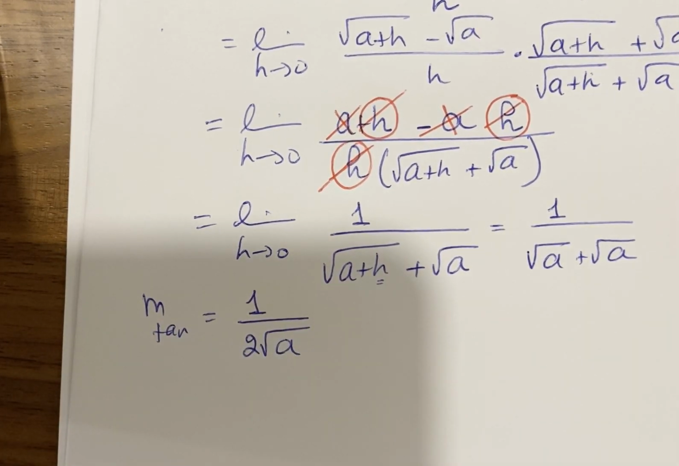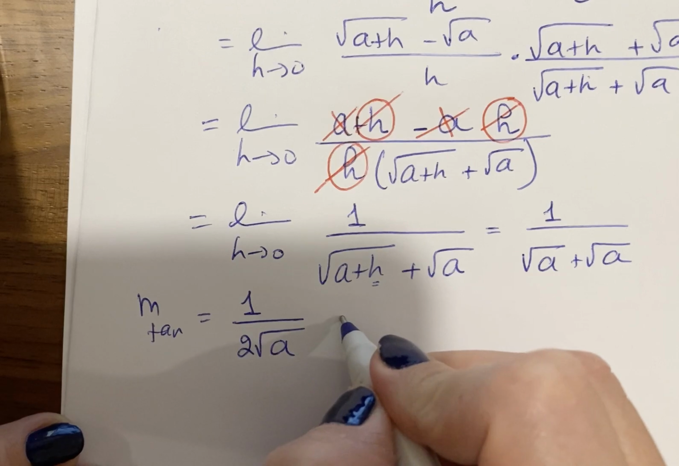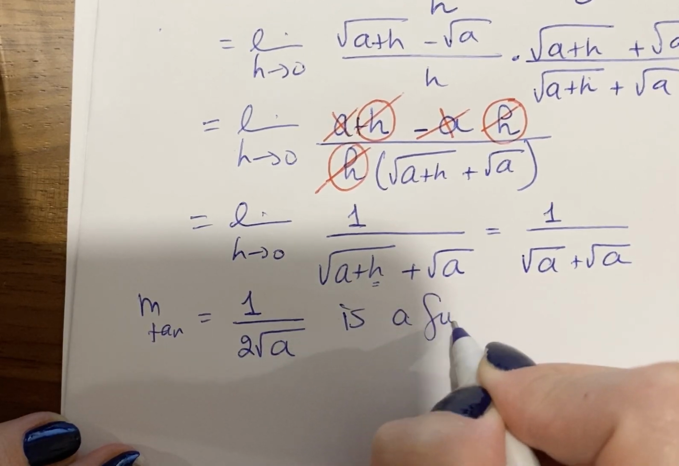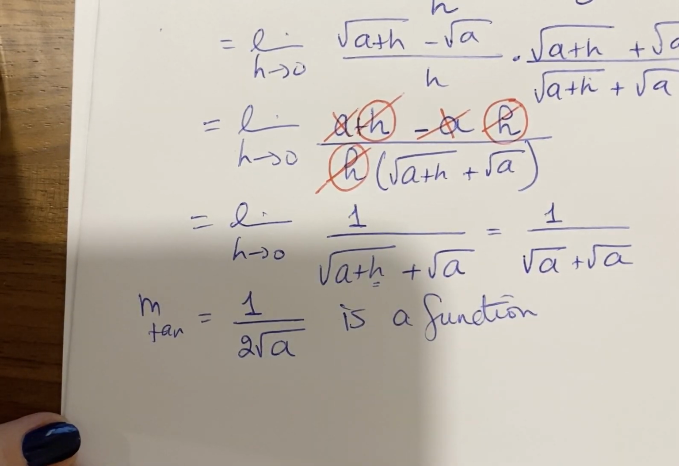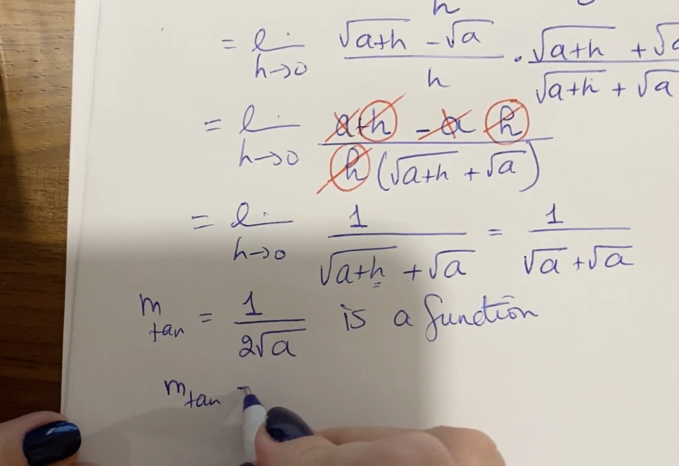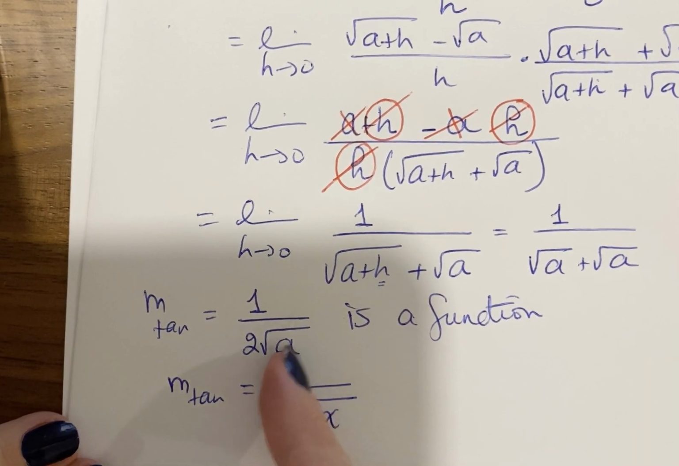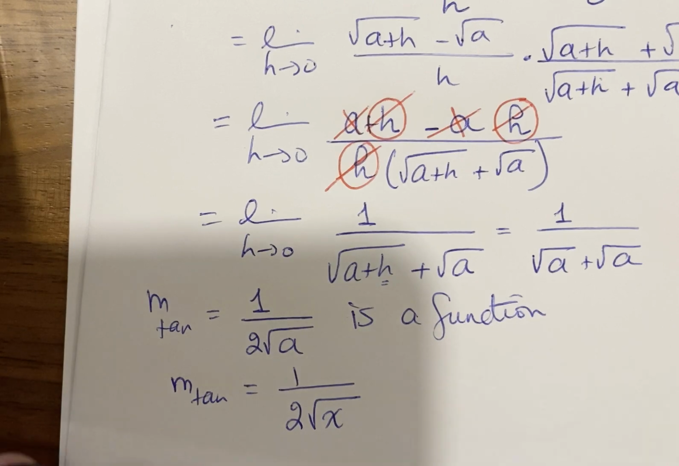You can leave it in terms of a, but isn't this a function as well? When a changes, the slope of the tangent changes. So if a is 1, the answer is 1 over 2. If a is 4, the answer is 1 over 2 times root 4. If a is 5, the answer is 1 over 2 root 5. So this again, in general, is a function. So instead of using a, I can use what variable? x. It's a dummy variable. If I call it a or x, it's the same thing.